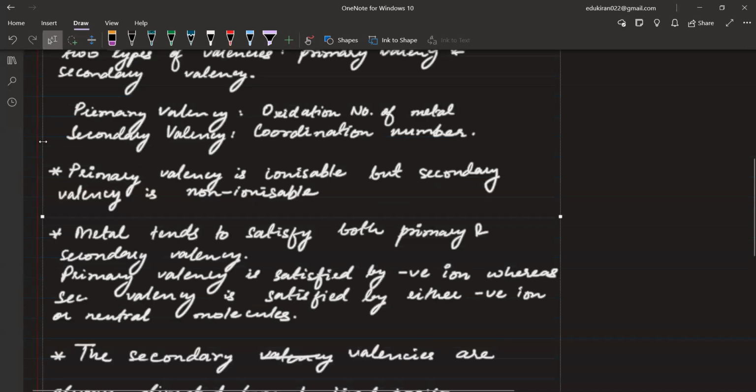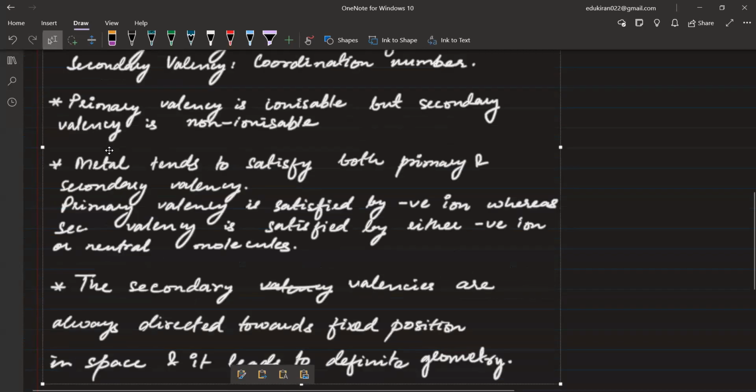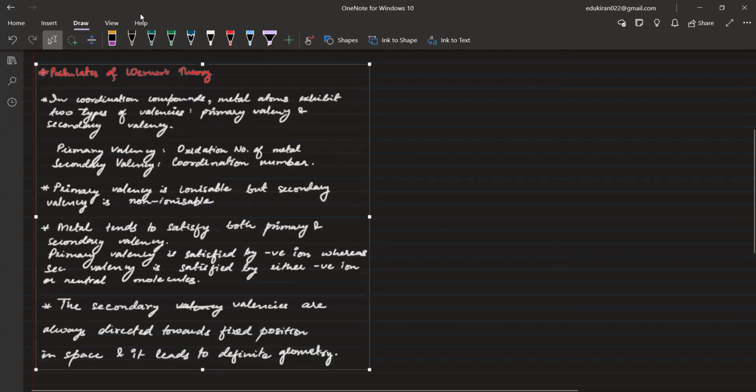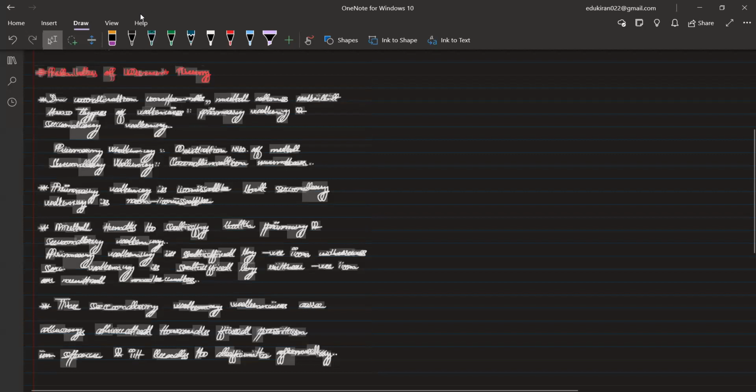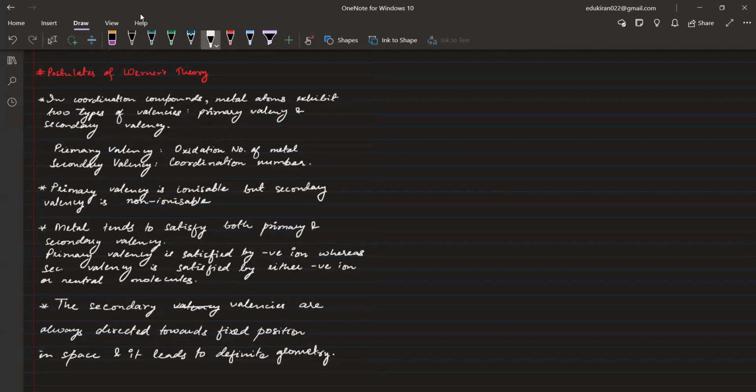Okay, so just take a screenshot of these postulates of Werner's theory. These are the points that we just discussed here. In coordination compounds, the metal atom exhibits 2 types of valency: primary valency and secondary valency. Primary is the oxidation state of the metal. Secondary valency is known as the coordination number. Coordination number is the same thing, how many coordinate bonds that particular metal is making.